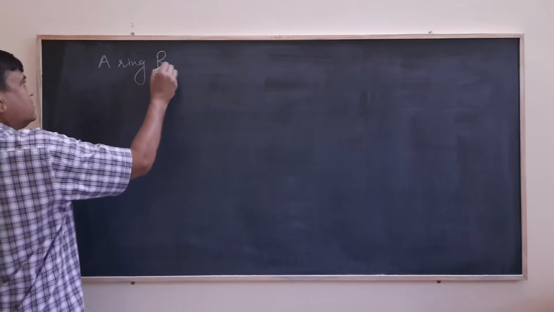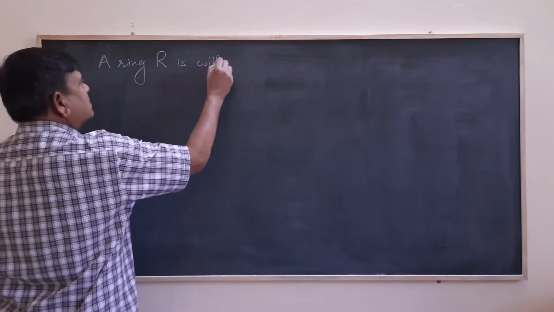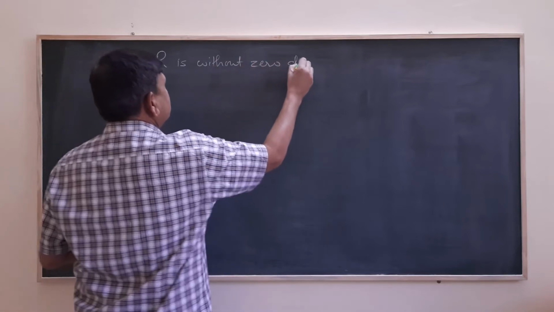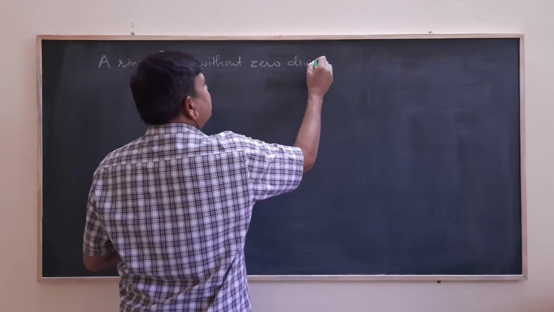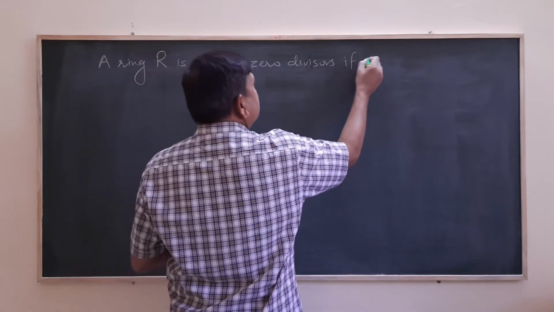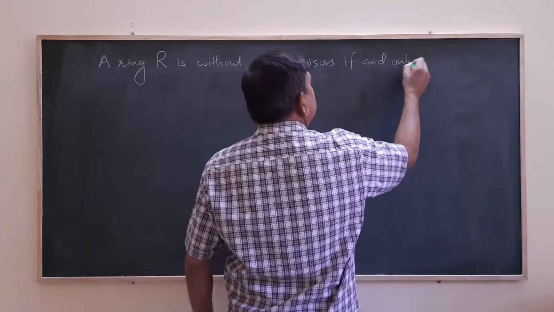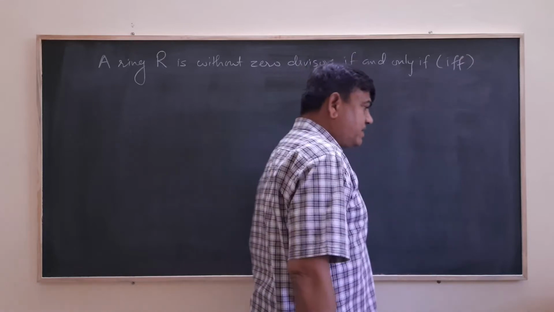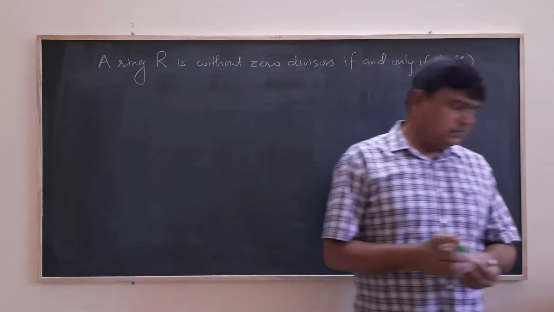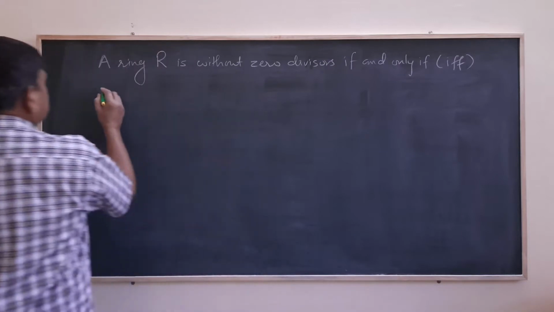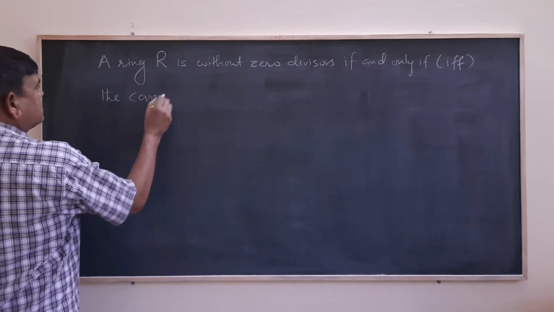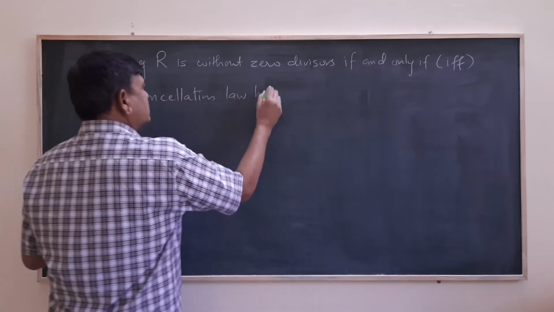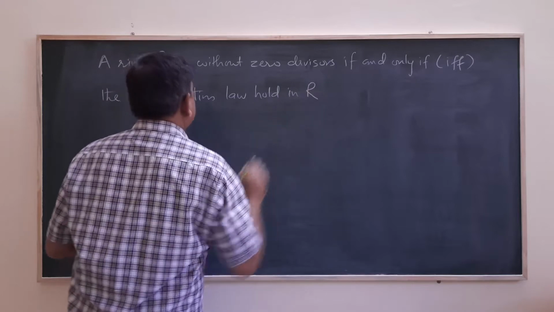A ring R is without zero divisors if and only if the cancellation law holds in R.